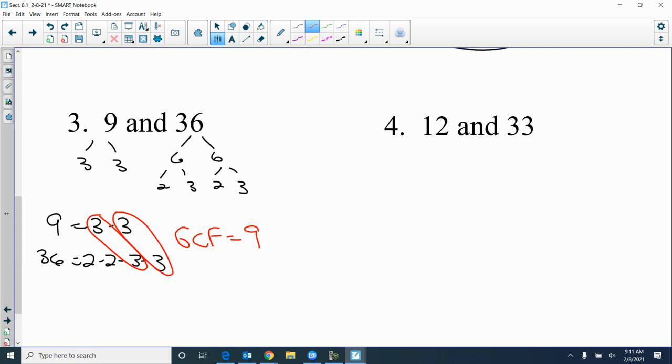Now, when you do 4, what will go into 12 and 33? Zach? The biggest number that goes into both is 3. That's it.